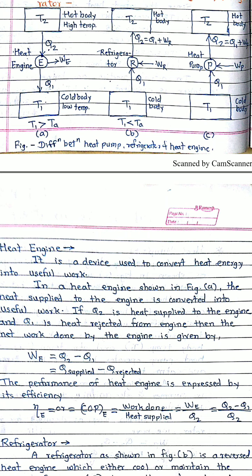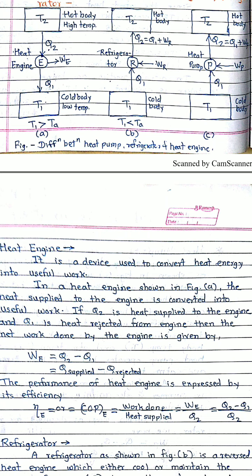In an engine, work is done by the engine. In case of a refrigerator, work is done on the refrigerator. So a heat engine is a work producing device and a refrigerator is a work consuming device. Take one example of your domestic refrigerator.